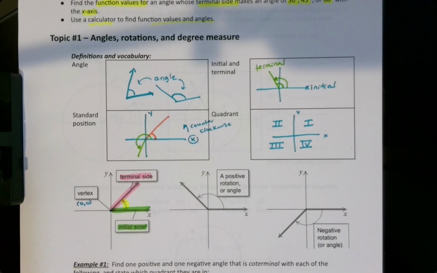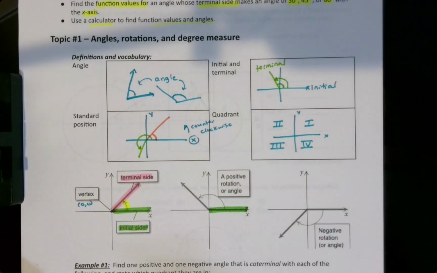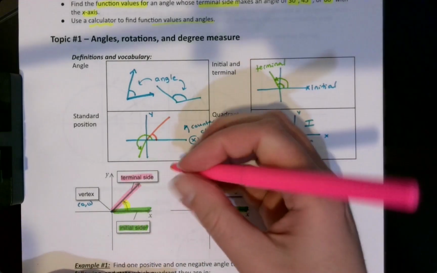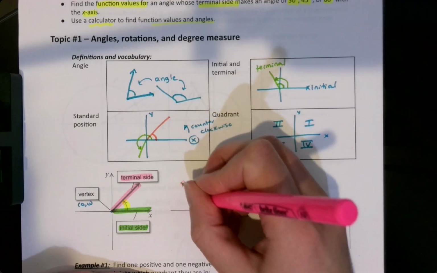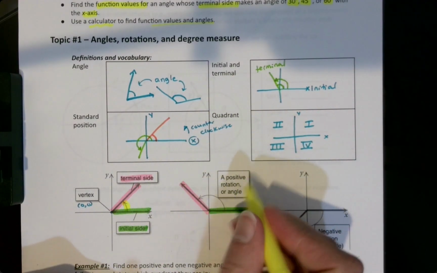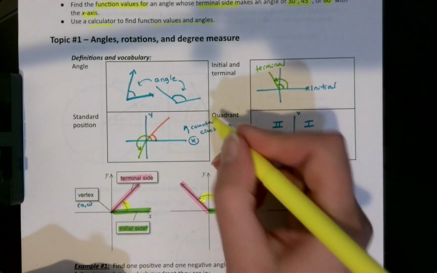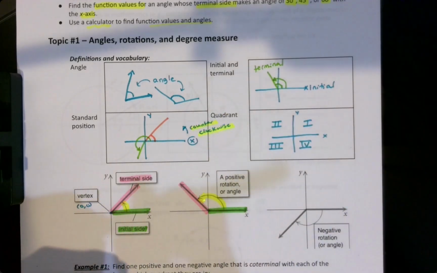Another example right here, we've got our initial side right here on the positive x-axis. Our terminal side, in this case, is in quadrant 2. And once again, this is demonstrating what a positive rotation looks like for an angle. Positive rotation being a counterclockwise rotation.